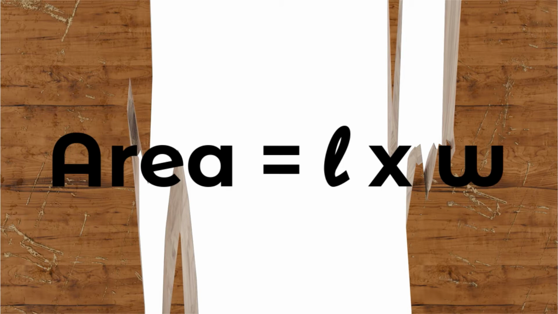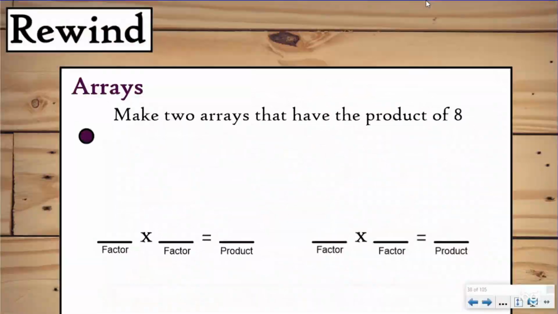But before we do that, we need to rewind back to arrays. So we've talked a lot about arrays and how when we find the area, really that is an array because we're trying to cover a shape with unit squares, and how when we do rectangles, that makes an array. And so let's go back to a skill we talked about when we learned about arrays, and it says make two arrays that have a product of 8. And so we learned that you can take our product, right, and you might have to try different ways, but you can make different arrays that have the same product.